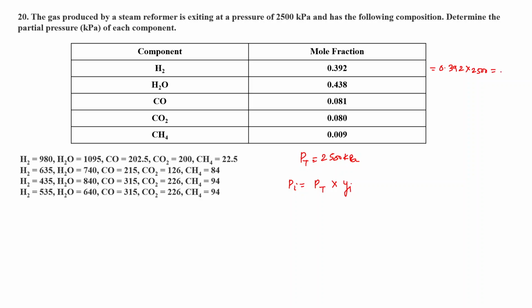So basically, we will be getting 0.392 into 2500, which will give us 980 kilopascal. 0.438 into 2500, which will give us 1095. 0.081 into 2500 will give us 202.5 kilopascal. 0.08 into 2500 will give 200 kilopascal, and 0.009 into 2500 will give 22.5 kilopascal. So the correct answer here is the first one: hydrogen is 980 kilopascal, steam is 1095 kilopascal, carbon monoxide is 202.5 kilopascal, carbon dioxide is 200 kilopascal, and methane is 22.5 kilopascal.